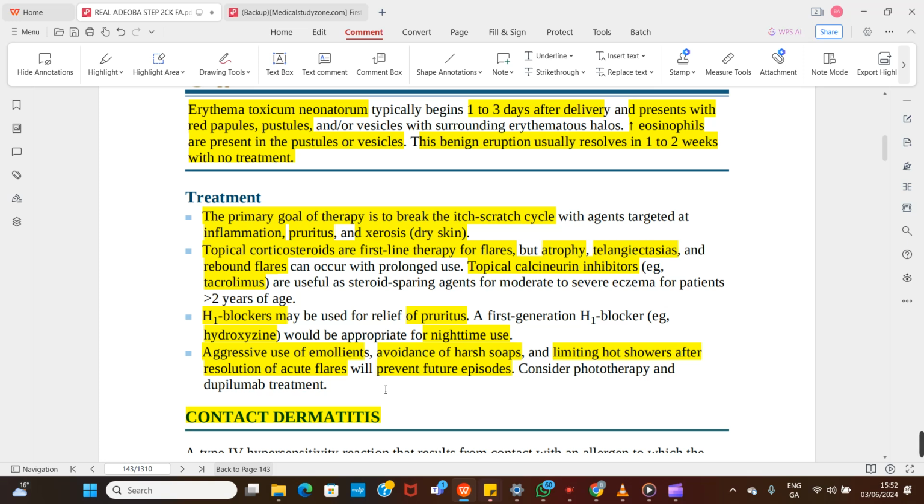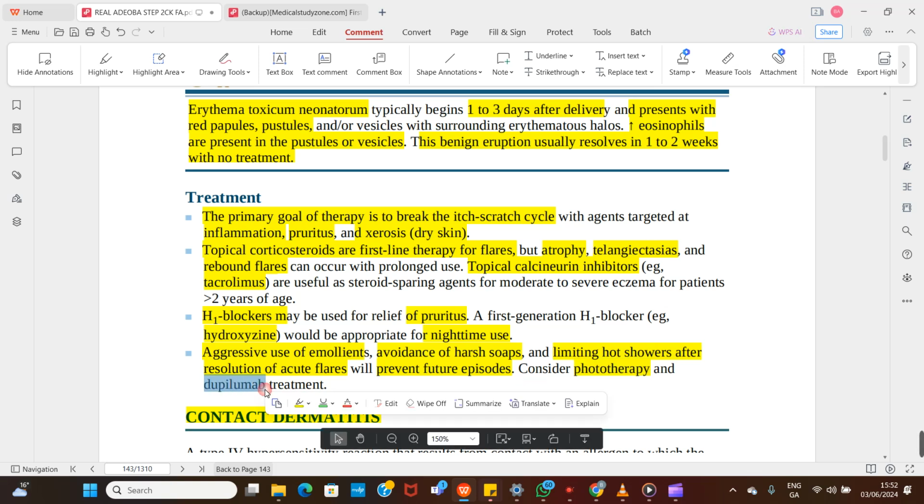But if your first line doesn't work, your second line doesn't work, you might need to do some systemic treatment, by getting exposed to phototherapy or using immunomodulators like dupilumab. So your dupilumab inhibits interleukin 4 and interleukin 13 and prevents release of IgE, right? Which is one of those cardinal components of the inflammatory response. So because this is atopic dermatitis we are talking about, IgE plays a very important role.